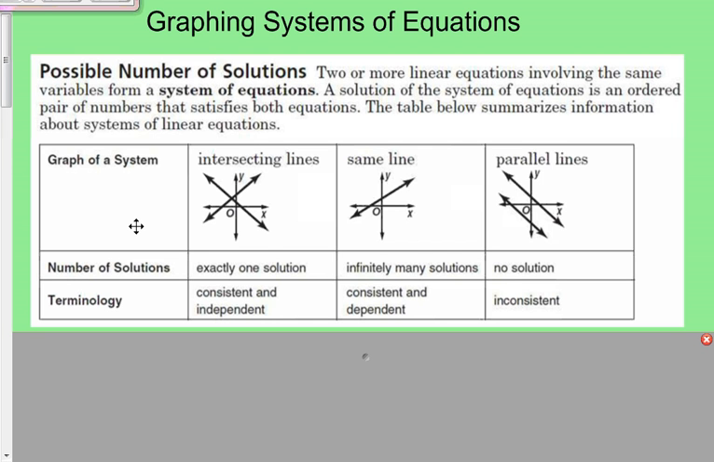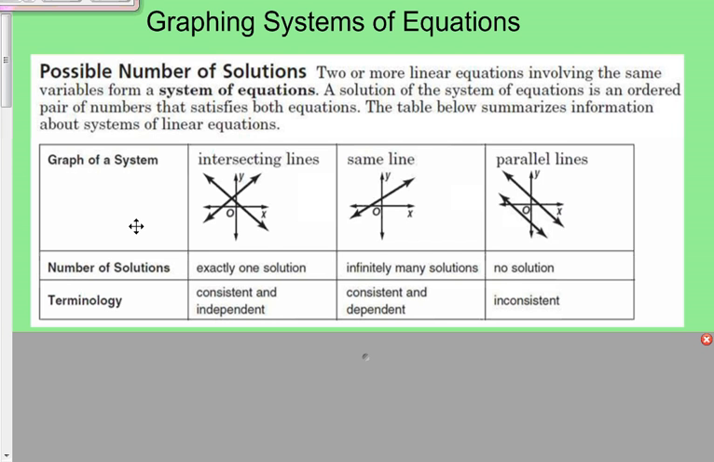A solution to the system of equations is an ordered pair. It's the point where the lines cross. That means that point will satisfy both equations. If you plug that point into both equations, it would come out equal.